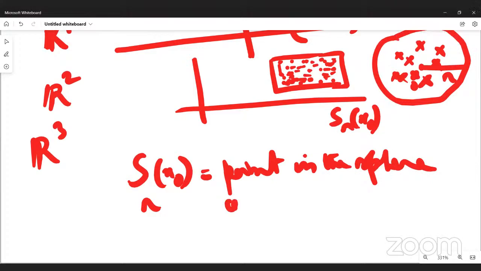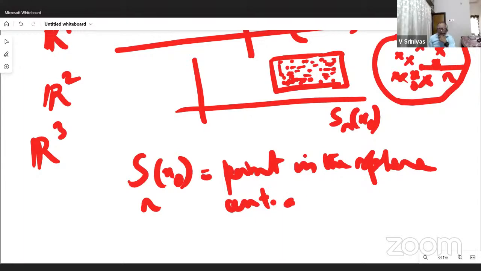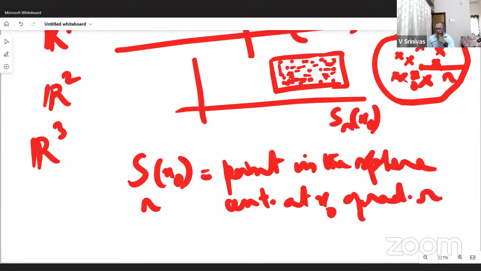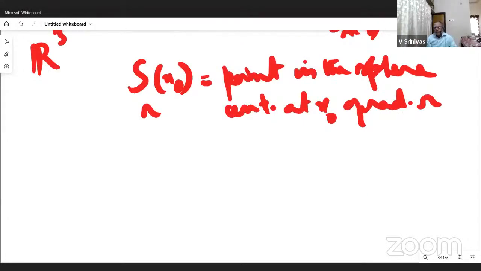In this sphere centered at x naught of radius r, so you have this situation.